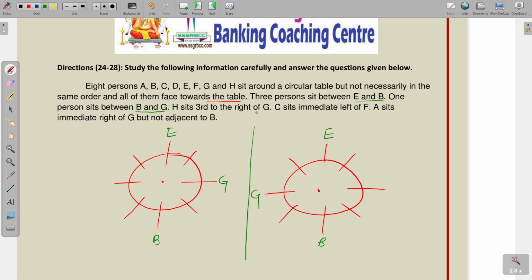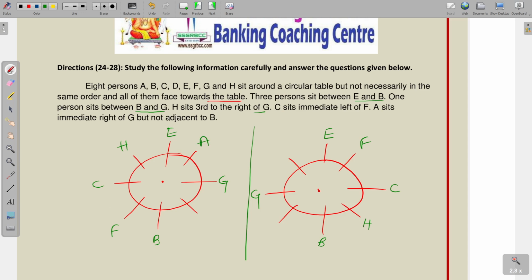H sits third to the right of G. So 1, 2, 3. H sits third to the right of G. C sits immediate left of F. So if F is here, C is coming here. Why? Because C is the immediate left of F. A sits immediate right of G, but not adjacent to B. So G here, A is the immediate right of G and adjacent to E.